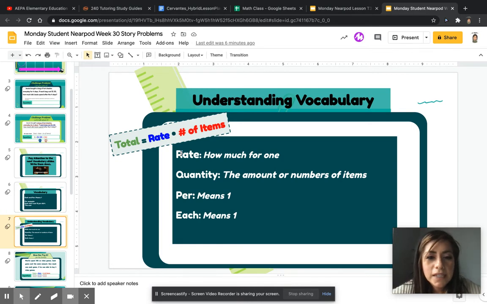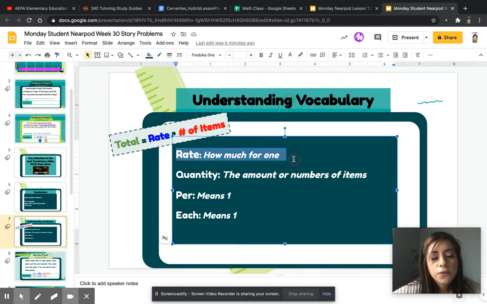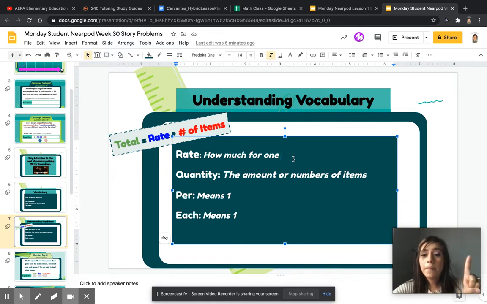But what is rate? Rate is how much for one. ¿Cuánto por uno? So if you ever see a sentence that says, it is $4 per bag, or each bag is $4, that is your rate because for one bag, it costs $4. I was using the words per and each, and as you could tell in our vocab, per means one, each means one. Per y each quiere decir cada uno.